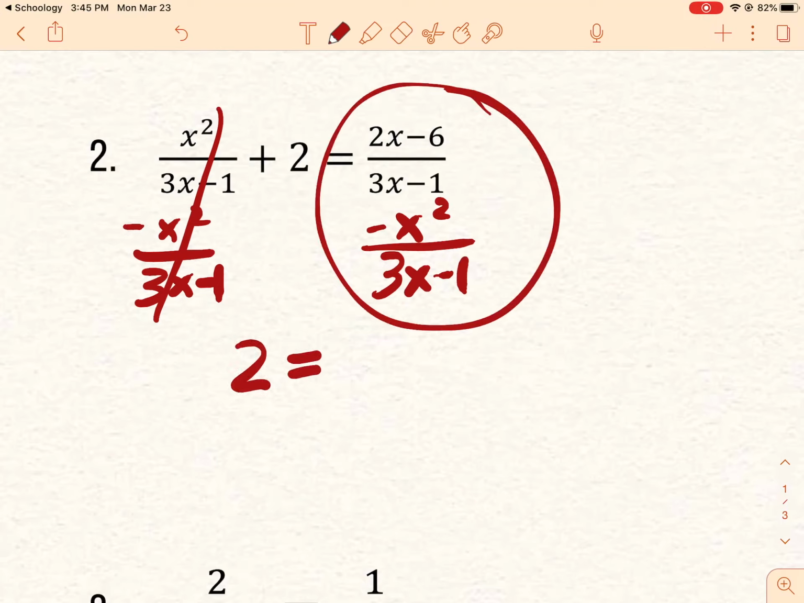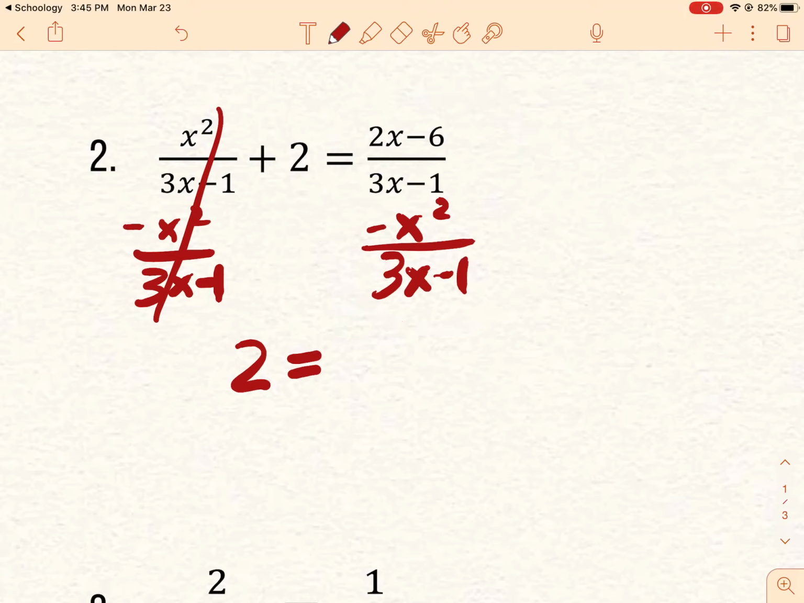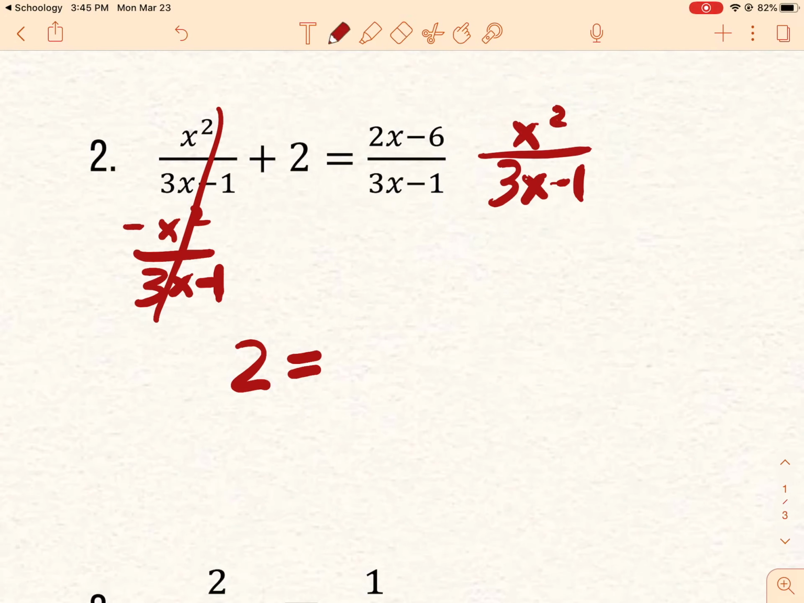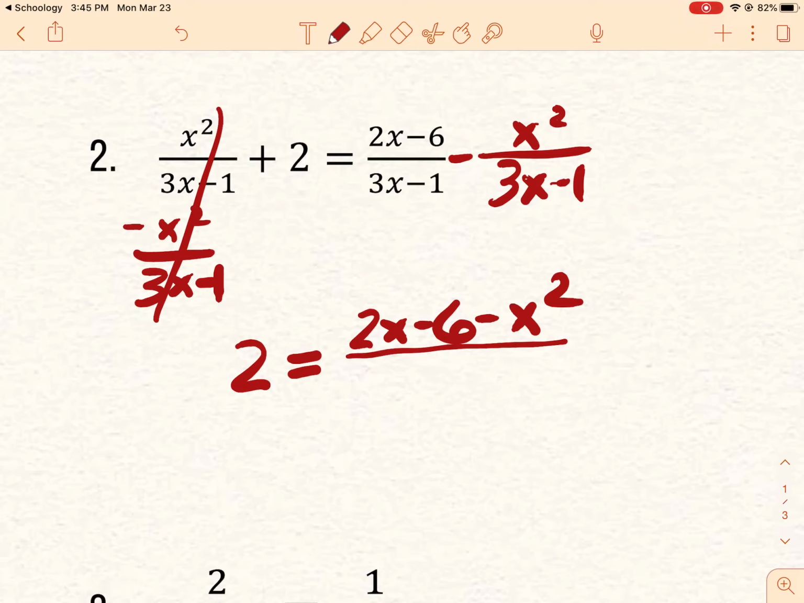And then on this side over here, it would probably be easier to look at it as if they were next to each other. I'm subtracting those 2. Since they have a common denominator, I can just subtract across up top there. So I'm getting a 2x minus 6 minus x squared, and then it's all over 3x minus 1.